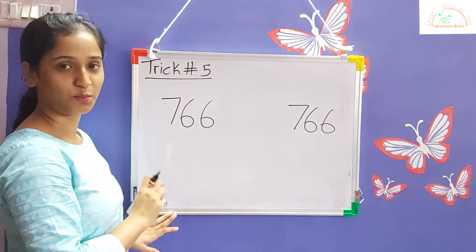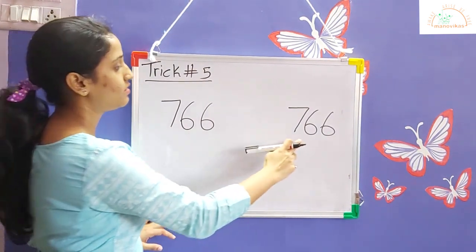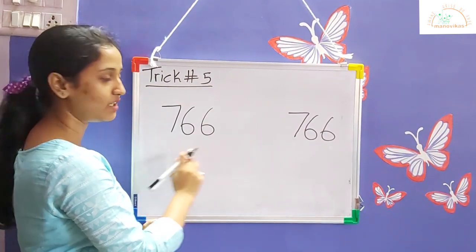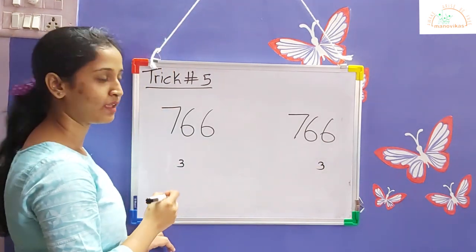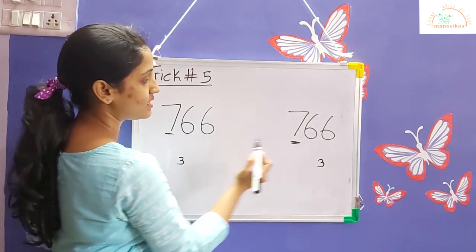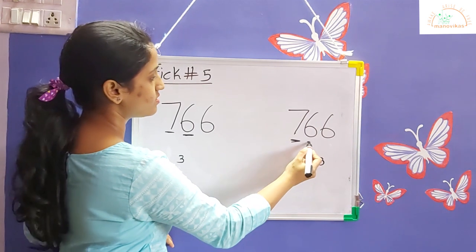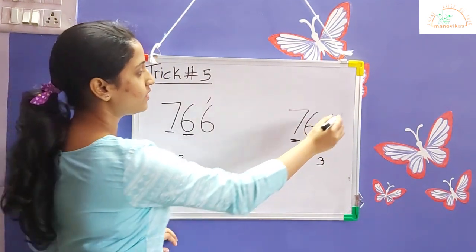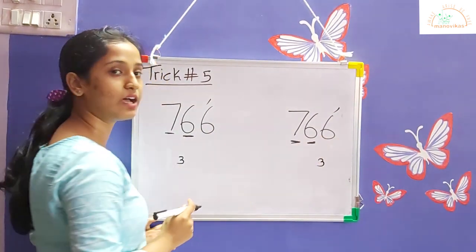Here we have got one more example, number 766 and here 766. The number of digits is 3 here and 3 here again. Next, the first digit we have to compare, 7 and 7 here. Now the second digit to compare, 6 and 6 here again. The third digit, 6 here and 6 here again. So all 3 digits in each number are equal.